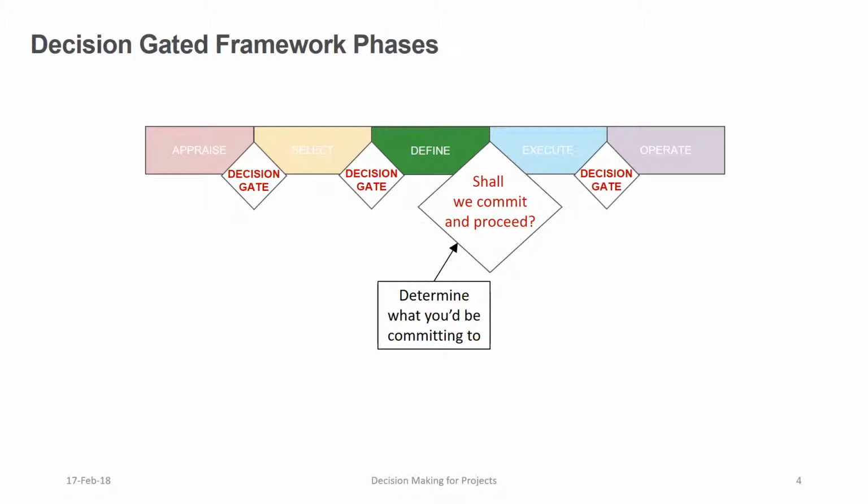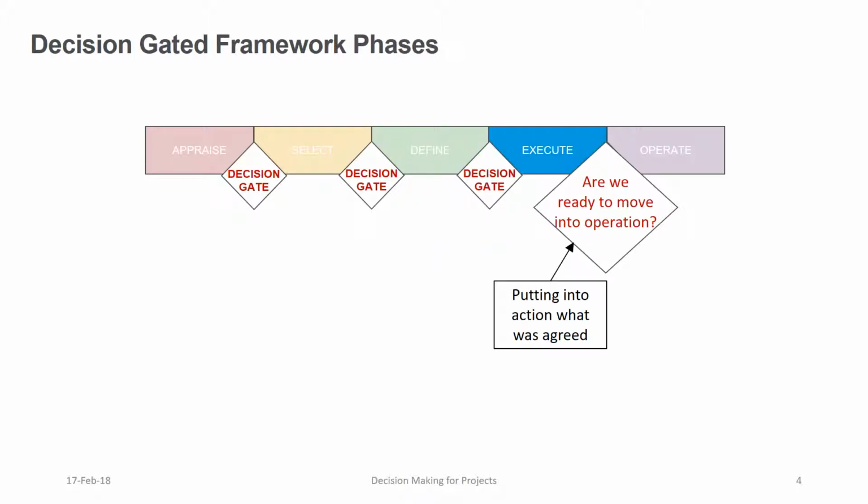In the define phase, you are fleshing out the information you have about the selected alternative, so that you are clear on what you will be committed to if you decide to go ahead. In the execute phase, you are implementing what was agreed at the end of the define phase, and then, when it is complete, you move into operation.